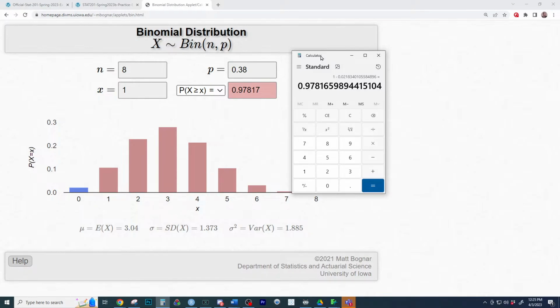But once again, we are trying to explain how to do these things. We're trying to understand the concepts behind them.